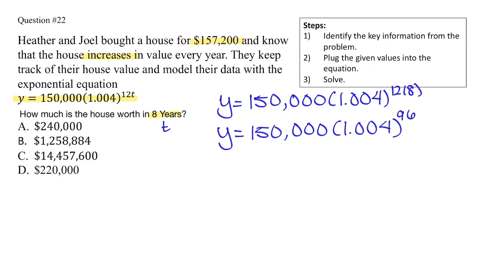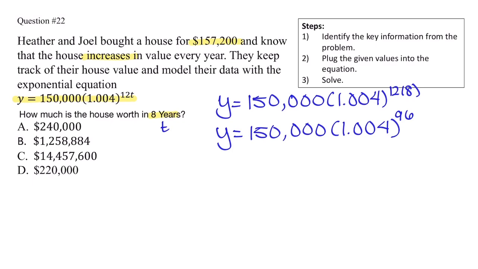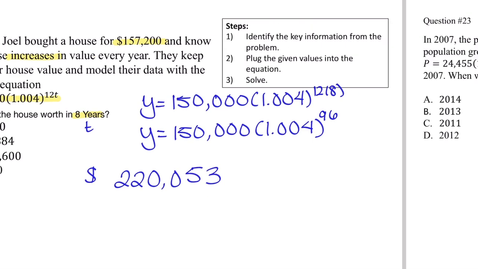So I can just go ahead and type this in my calculator. I have 150,000 times 1.004. And then I hit the caret button and then type 96. And then when I hit enter, it gives me the value $220,053. And so we can round that to $220,000.